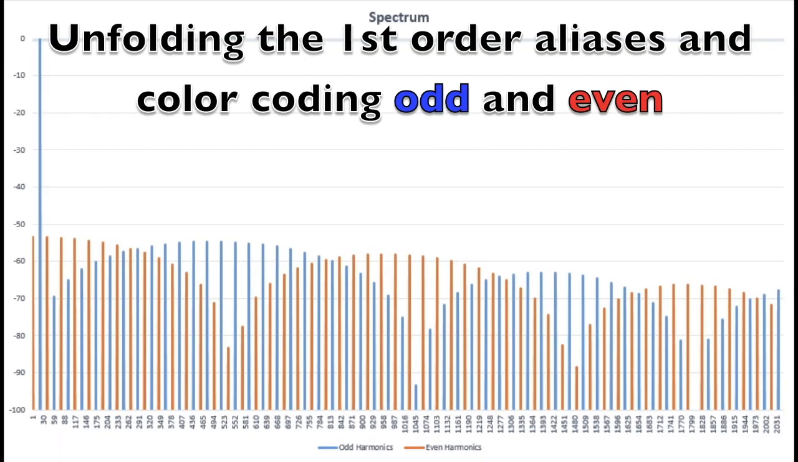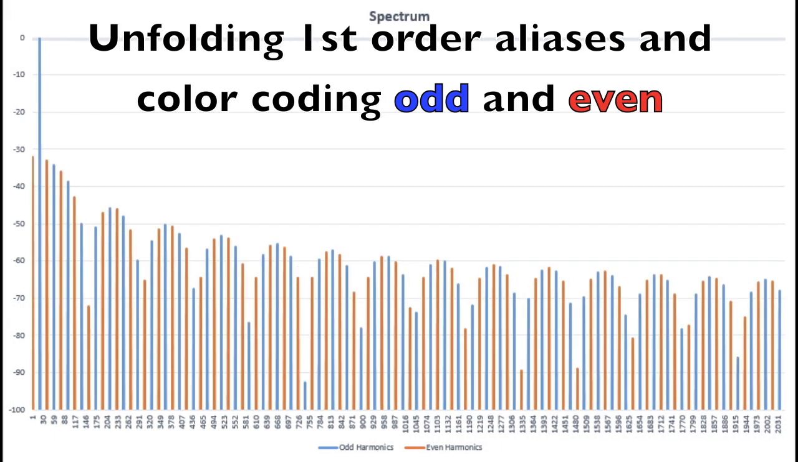And here's where it gets really interesting. Notice how the even harmonics, the red ones, start off very high. The blue harmonics, the odd harmonics, start off relatively low and then ramp up. It's very different from how it was when it clipped off the top of the wave. The spectrum looks very different.